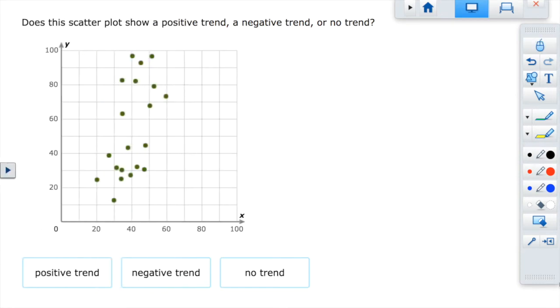This one, it's even tighter together, but this looks like the data is going upwards as I move from left to right. So if it's going upwards, this is a positive trend. Just like our slope, if it rises as we go left to right, then this is going to be a positive trend. That would be a positive slope.